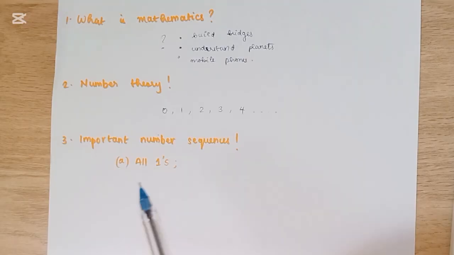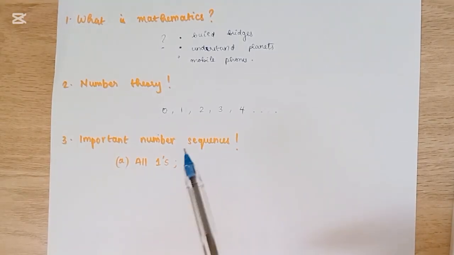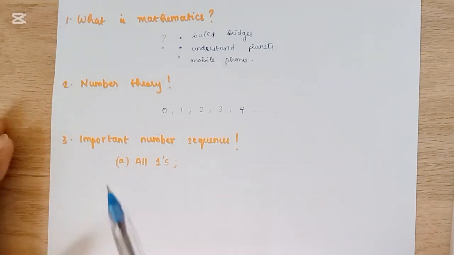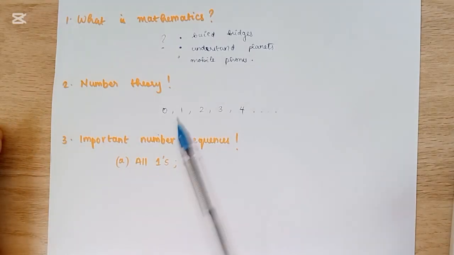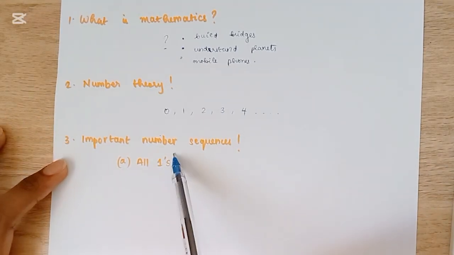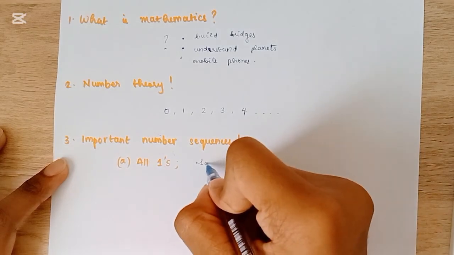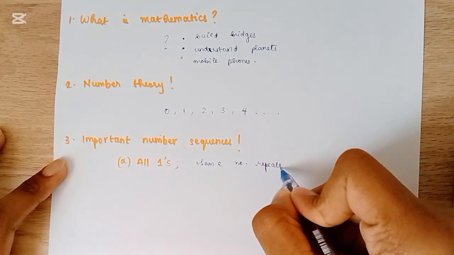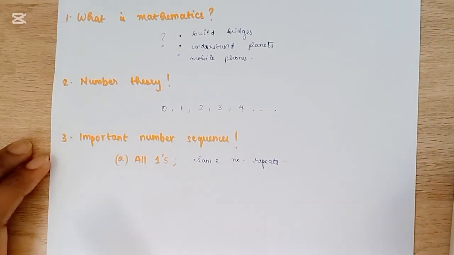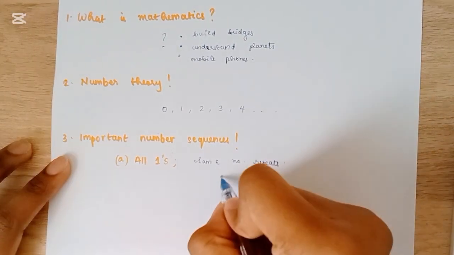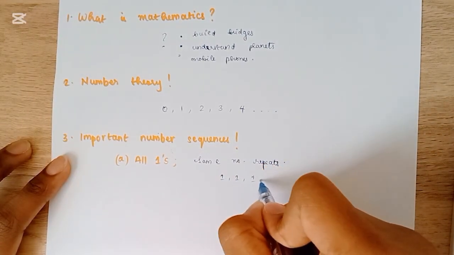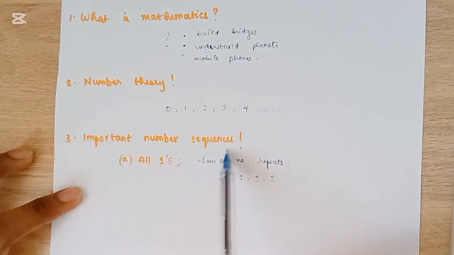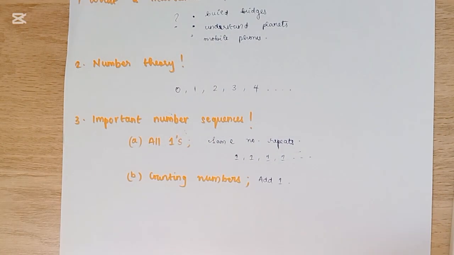Next, let's move on to one of the most important concepts in this chapter, and that is important number sequences, starting off with all ones. So what do I mean by all ones? All ones means the same number repeats. So whenever the same number repeats, it is the sequence or pattern of ones. For example, 1 and then 1, 1, etc. It goes on. So this is the all ones sequence.